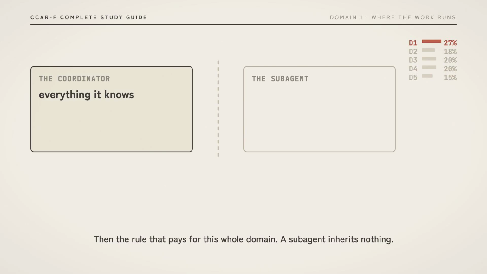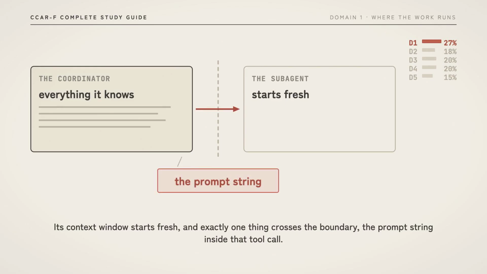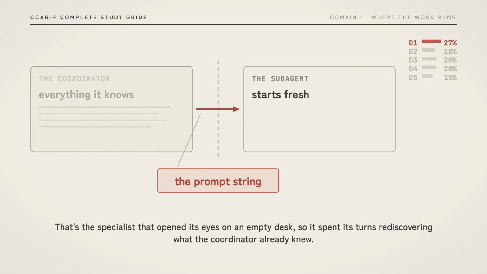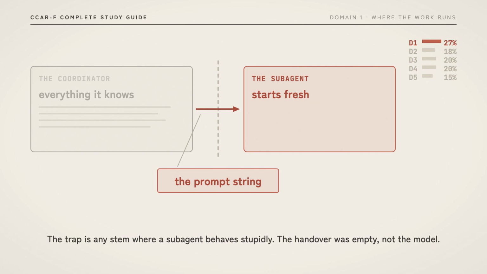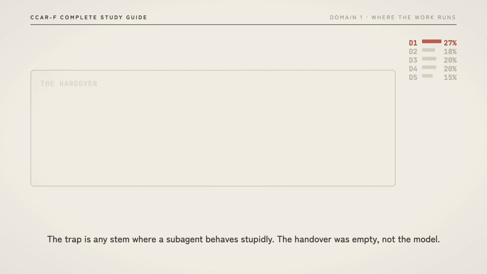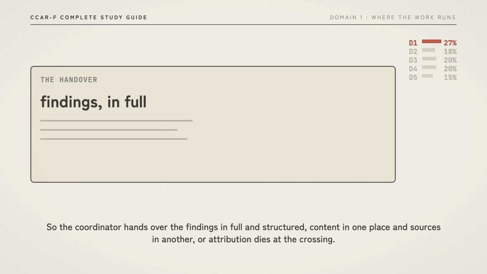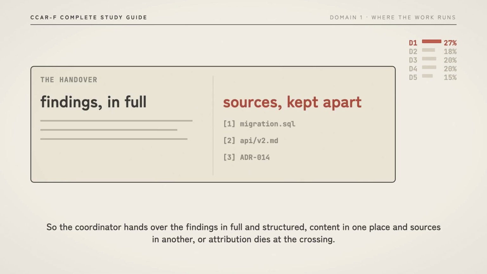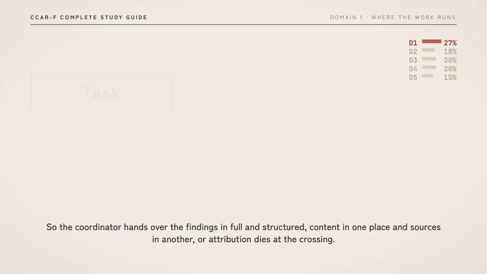Then the rule that pays for this whole domain: a sub-agent inherits nothing. Its context window starts fresh, and exactly 1 thing crosses the boundary, the prompt string inside that tool call. That's the specialist that opened its eyes on an empty desk, so it spent its turns rediscovering what the coordinator already knew. The trap is any stem where a subagent behaves stupidly. The handover was empty, not the model. So the coordinator hands over the findings in full and structured, content in 1 place, and sources in another, or attribution dies at the crossing.